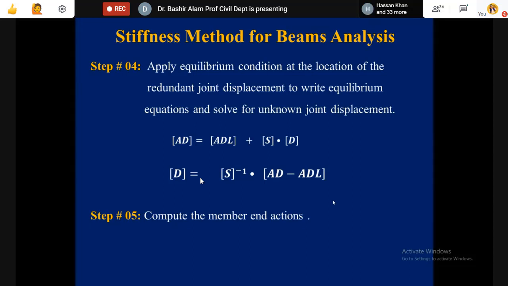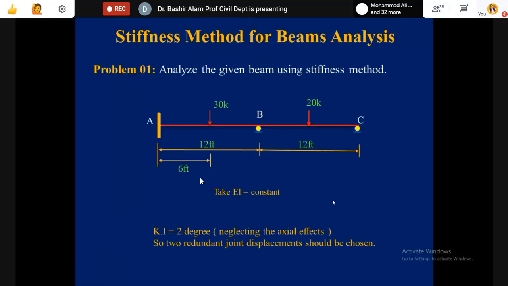So here you see the equation. The basic equation is AD is equal to ADL plus S times D, or D is equal to S inverse times (AD minus ADL). And the fifth step is to compute the member end actions. And then comes the real problem now.